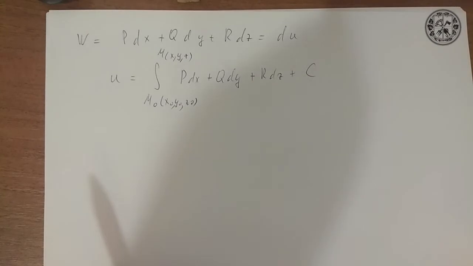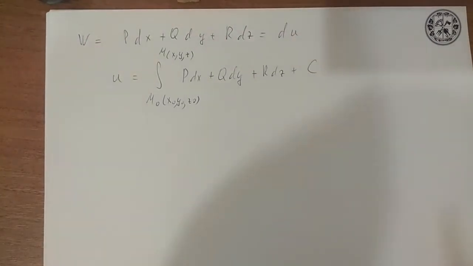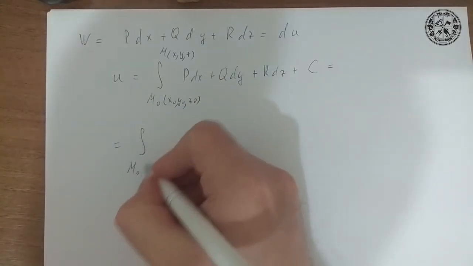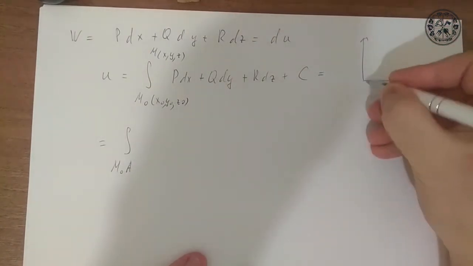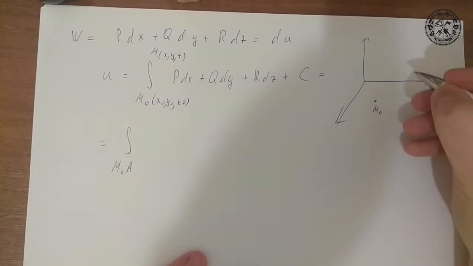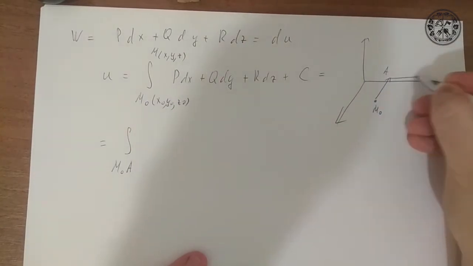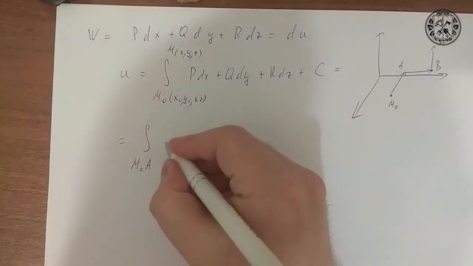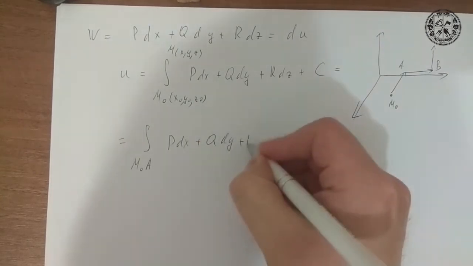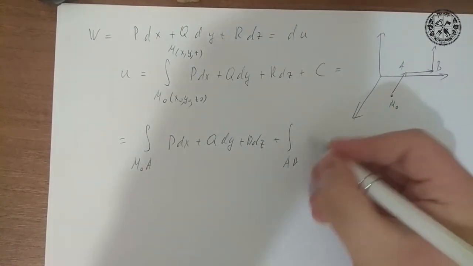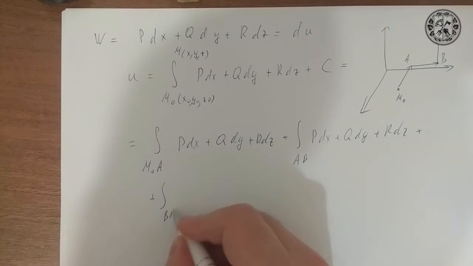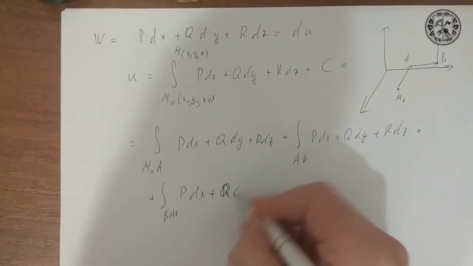But if we look at our theorem that we just stated, this integral won't depend on the way of integration, so we can restore it in the next way. Integral from m0 to A, some point, we have this point m0, we move to point A, and later we move to point B. After that we move to point M, and we get integral m0A p dx plus q dy plus r dz, plus integral AB of the same thing, plus integral from B to M p dx plus q dy plus r dz.